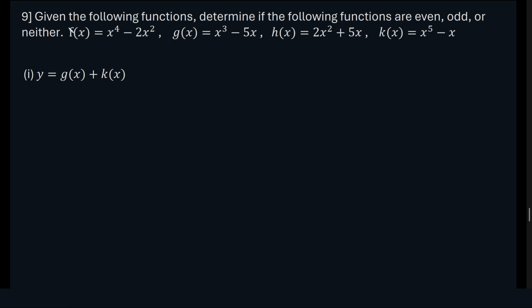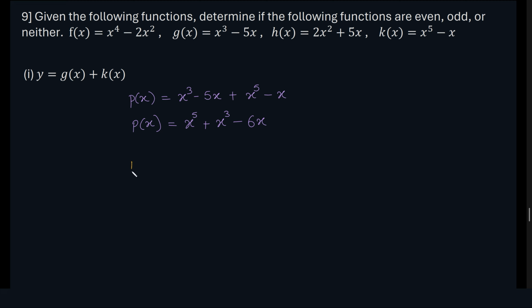Question 9. Given the following functions, determine if the following functions are even, odd, or neither. First, y equals g of x plus k of x. Let's name this function p of x. G of x is x cubed minus 5x, and k of x is x to the power of 5 minus x. If we add them, we get x to the power of 5 plus x cubed minus 6x.